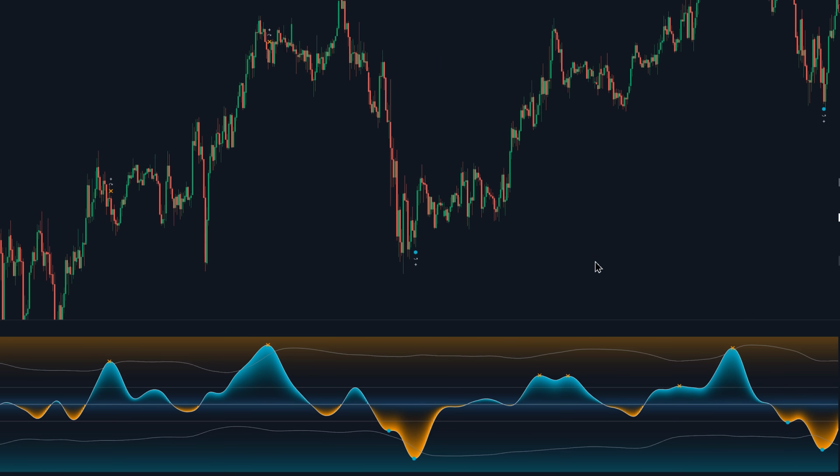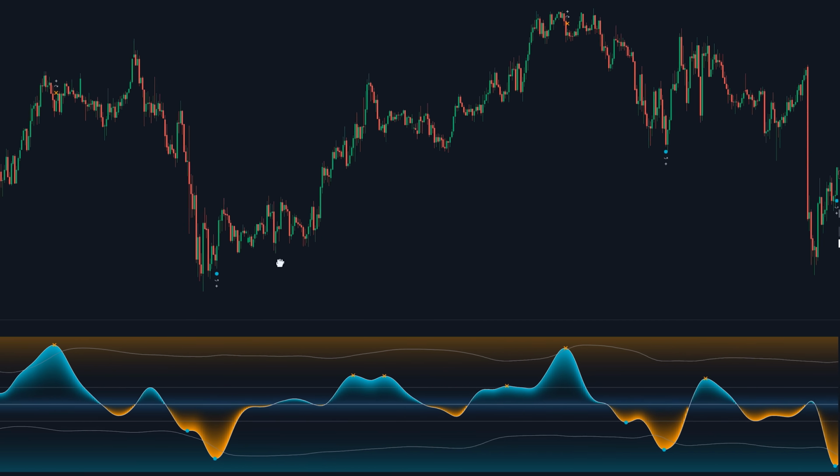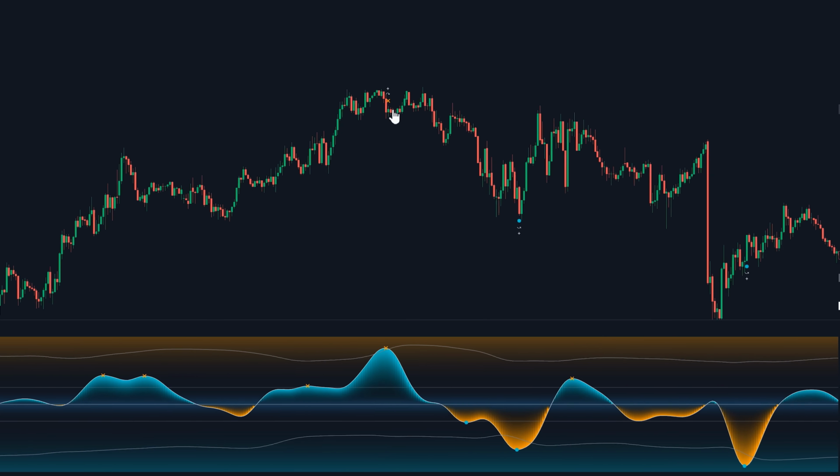Now, I know you may be thinking, but apart from using this indicator to identify trend reversals, as you showcased at the beginning of this video, how else can we use it to trade? Well, you can also use it to identify the momentum of the market.